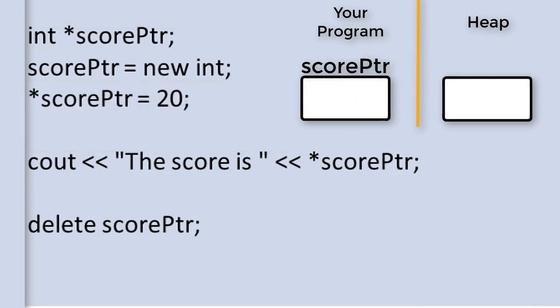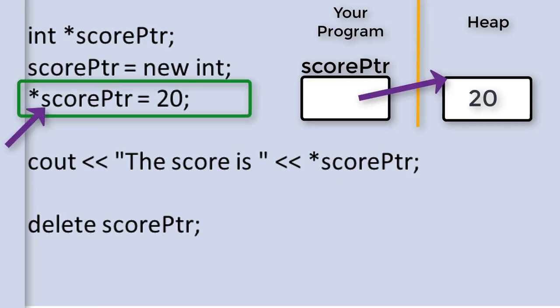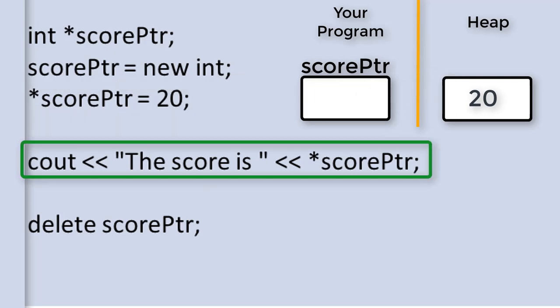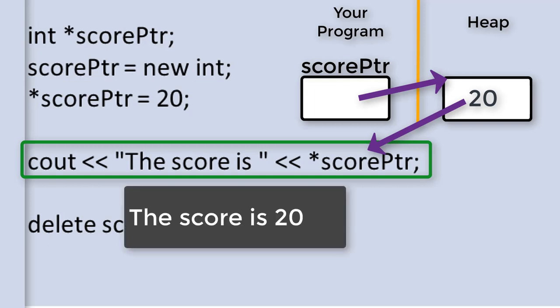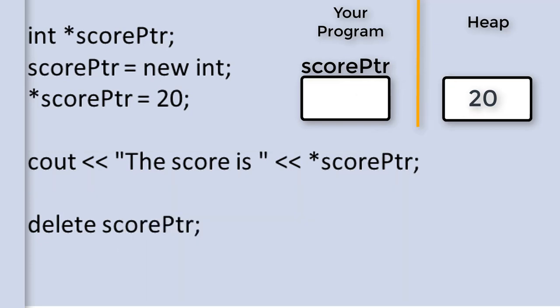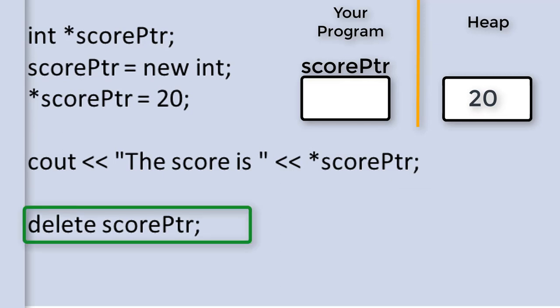If we want to set the contents of the newly allocated integer to 20, we can use *scorePtr = 20. *scorePtr dereferences the pointer to access the actual memory location. The statement cout << "The score is " << *scorePtr displays "The score is 20" by using *scorePtr to dereference the pointer and retrieve the 20 from memory. The allocated memory needs to be returned back to the operating system using delete scorePtr.